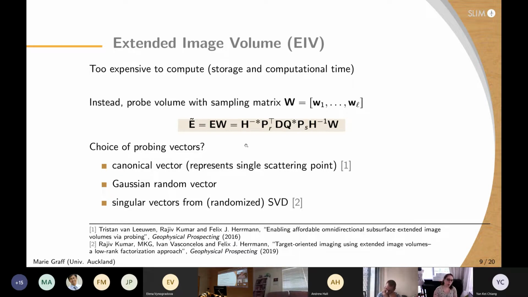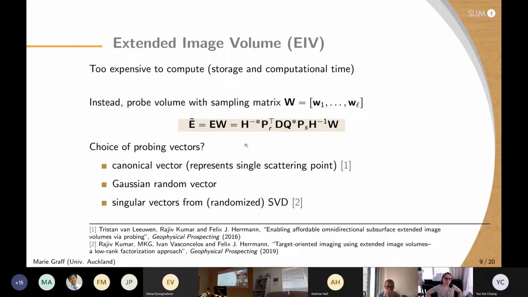So we had to choose those probing vectors and see what would be the best candidates. Starting with canonical vectors was a first idea, but actually here we only get single scattering points, and we would need capital N vectors to be able to represent the entire image volume. So it was indeed prohibitive. So we had to find other ideas. Using Gaussian random vectors was a nice idea because it actually models random sources. And here again, the question was how many vectors of that sort do we need to make sure we can extract enough information on this image volume.